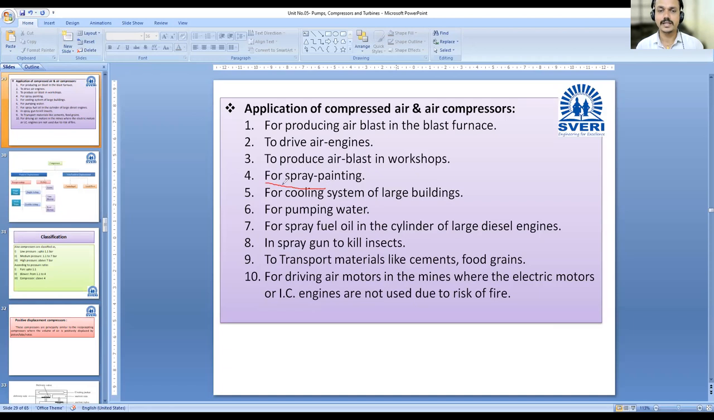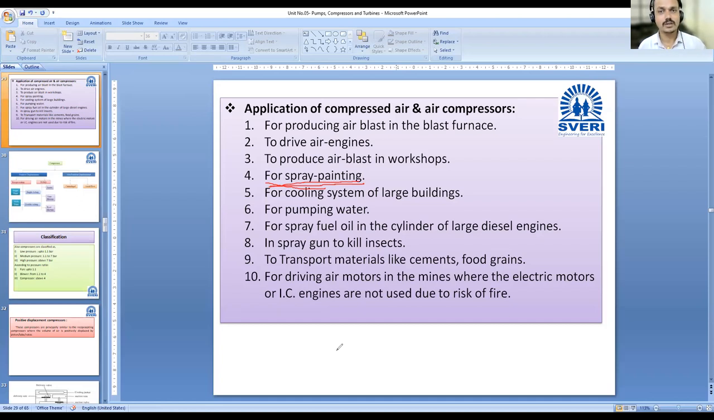Have you seen spray paintings? Yes, sir. Okay, how many of you have seen that? Please raise your hand. Spray painting: one small machine is there in which we can fill the color required to paint, and to spray that color we can use compressed air. Many of you have seen, not many actually, only 7 students have seen.